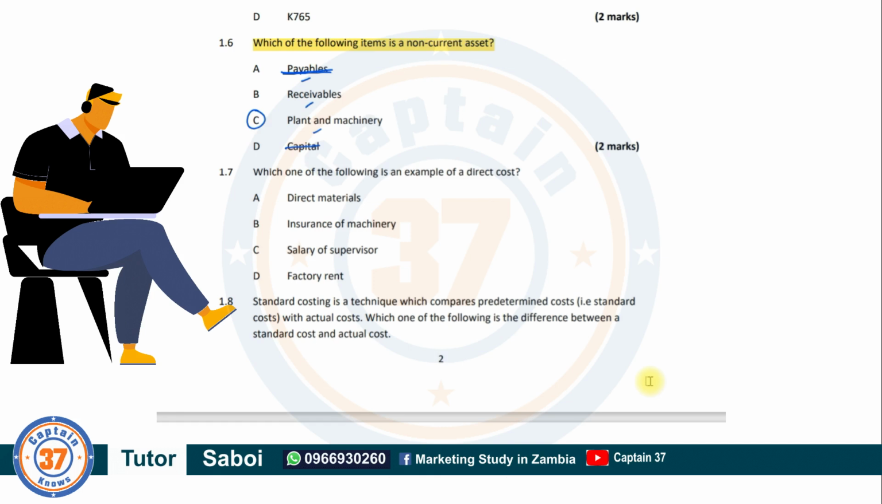Question number 7. Which one of the following is an example of a direct cost? Direct material, insurance of machinery, salary of supervisor, or factory rent. The answer to this particular question is A. Direct material purchased for making specific products is an example of a direct cost.